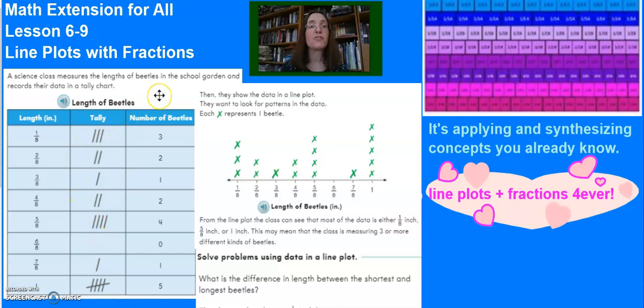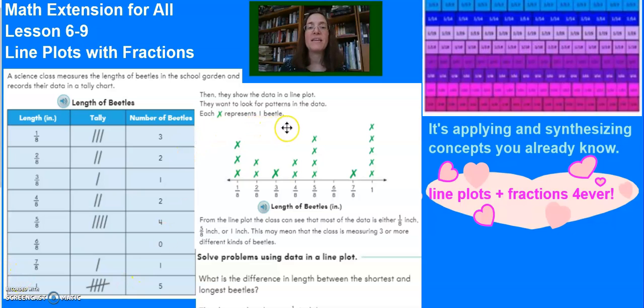A science class measures the lengths of beetles in the school garden and records their data in a tally chart. The only change for this lesson, as opposed to our Chapter 5 lessons where we did a lot of line plots, is that now the data seems to be in fractions. So they found some beetles that were 1/8 of an inch long, some that were 2/8, 5/8, 1 inch long. So it looks like they were measuring with inches, and inches are often divided into eighths. You can see them on all the little rulers that you have.